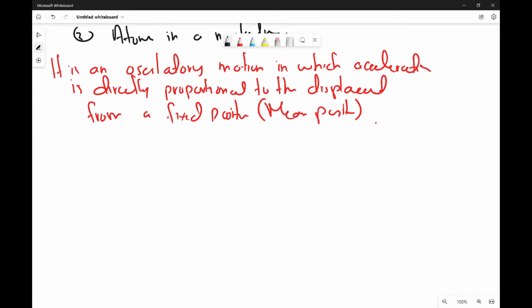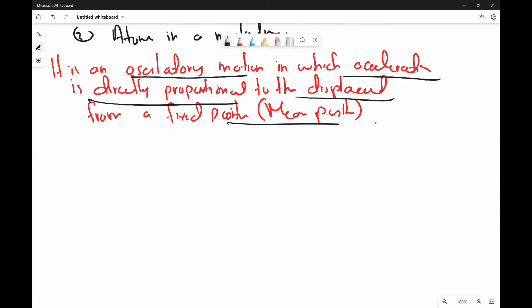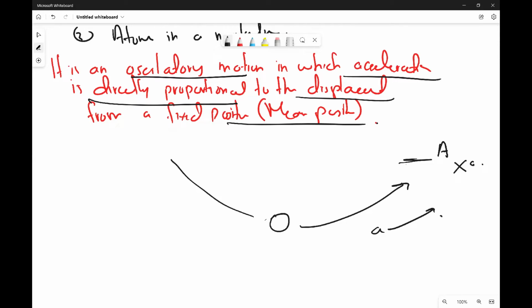First of all, oscillatory motion, acceleration directly proportional to displacement and the mean position. So let's say this is the mean position, and the object gradually reaches this point, point A, the rightmost extreme. This is where it covers the maximum displacement, right? So the acceleration will be directly proportional to this displacement. We know the object will be accelerating as it moves towards the right side, yeah? And similarly, when it moves towards the left side, reaching another maximum displacement, it will also be accelerating, but in a different direction.